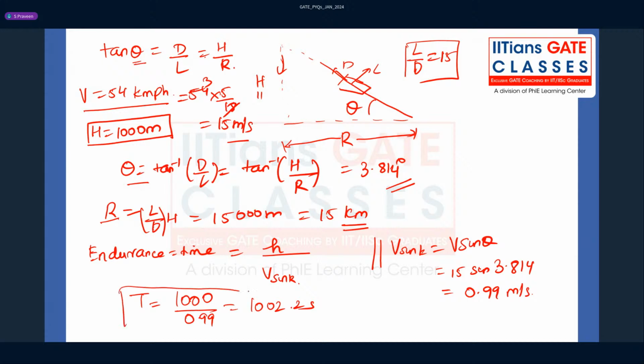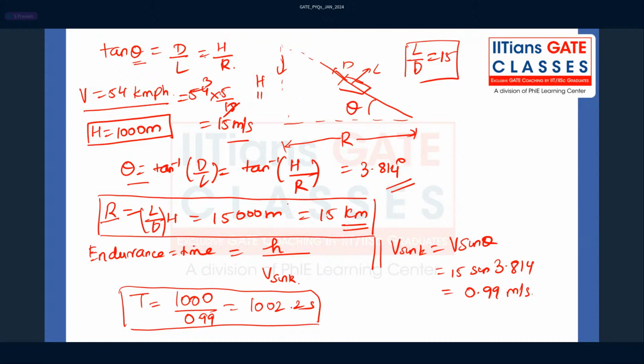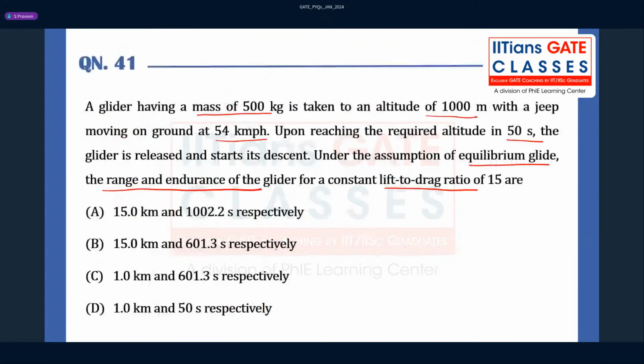So please bracket these two values, and if I go back to my answer key, range is 15 and endurance is 1002. Option A is the answer, right? Hope you guys don't have any doubts in this, right?